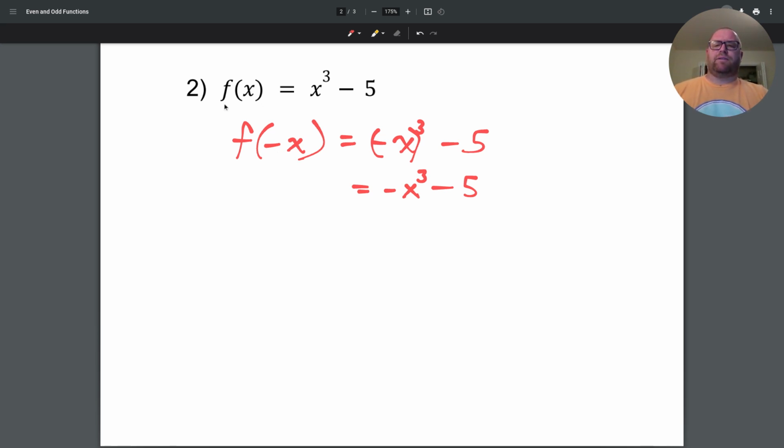Does negative 1 times f of x, which would be negative x cubed plus 5, equal f of negative x for all x? No, because we've got a minus 5 here. So it's neither. And I'll show you that one in the graph in a moment. So neither.